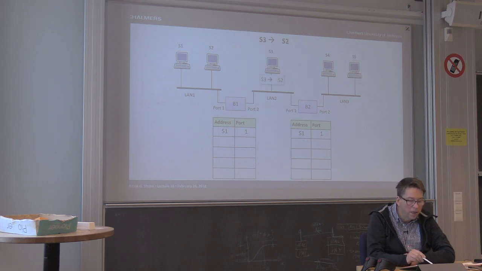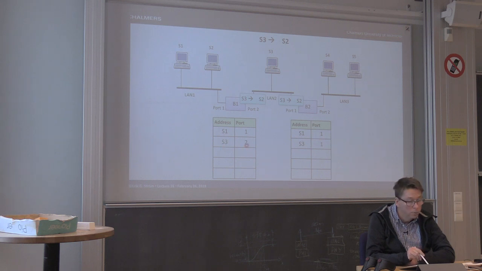So maybe S3 has something to send. S3 wants to send to S2. So he puts out this frame from S3 to S2. The frame is picked up by both bridge 1 and bridge 2. So if we look at bridge 2, it says, okay, something from S3 needs to go to S2. I have no idea where S2 is, so I'll just transmit this out on this LAN. Maybe it's here, maybe it's not, I don't know, because S2 is not listed here. But now I also know that S3 is on my port 2.